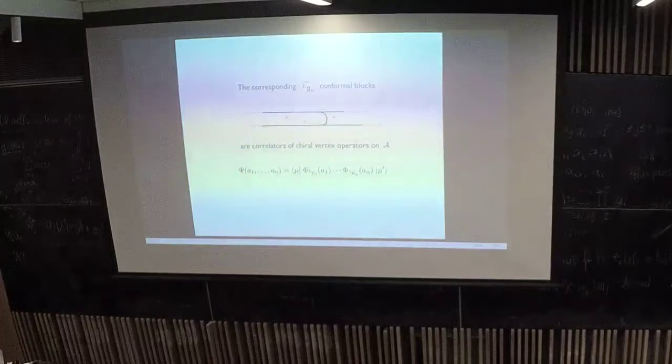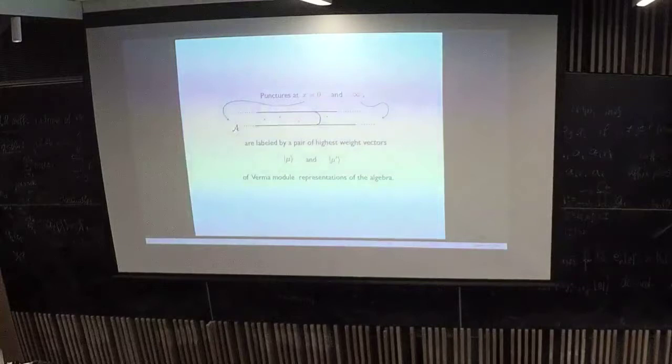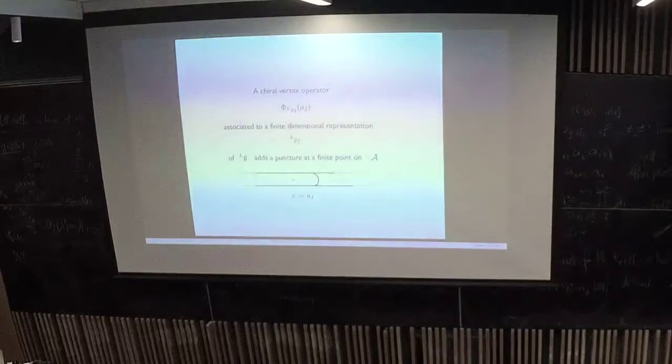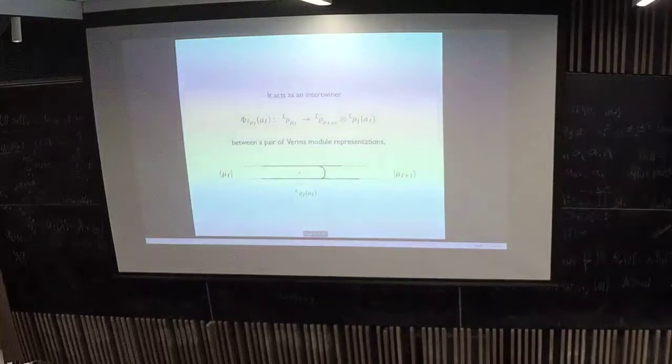So conformal blocks of the affine Lie algebra correspond, in this setting, to correlators of chiral vertex operators on A. The punctures at zero and at infinity are special. They are labeled by a pair of highest weight vectors of Verma module representations of the algebra. So mu and mu prime are arbitrary weights, right? Yes, there's nothing integral about them. Chiral vertex operators at finite points are labeled by finite dimensional representations of the algebra, and they act as intertwiners between a pair of Verma module representations.